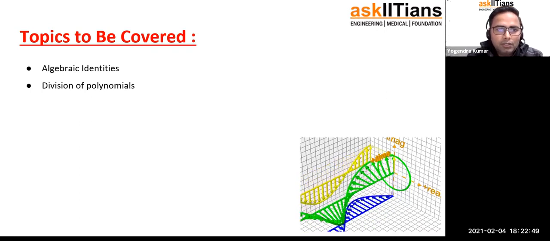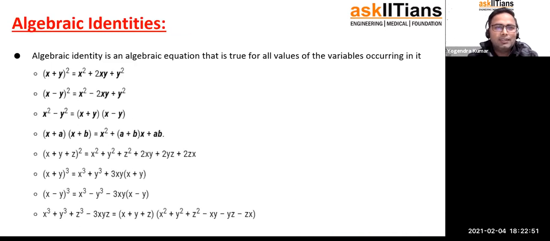So let's get started. We are starting algebraic identities. An algebraic identity is an algebraic equation that is true for all the values of the variables occurring in it. The first, very basic identity you can see here: x plus y whole square is equal to x square plus 2xy plus y square. I hope you know this already, and you should know how it comes. We need to remember it, since we are already using it and will be using it further.